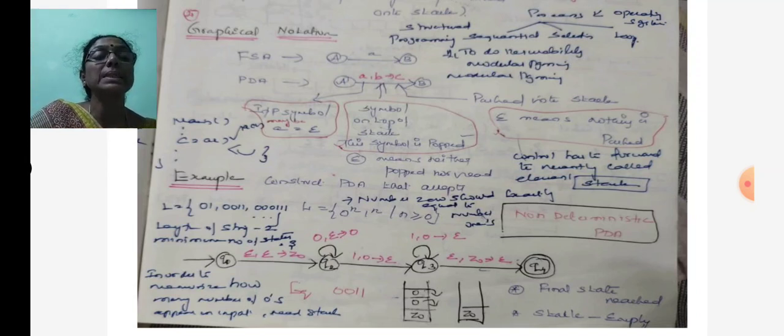So for the stack push and pop, 0 0 is pushed. Once 1 1 is read, the 0 0 is popped. Finally we have the z naught. So this is the diagram for the language 0 power n 1 power n, for the string 0 0 1 1. I hope you understand how the pushdown automata is constructed using the transition of a comma b tends to c format. Thank you.